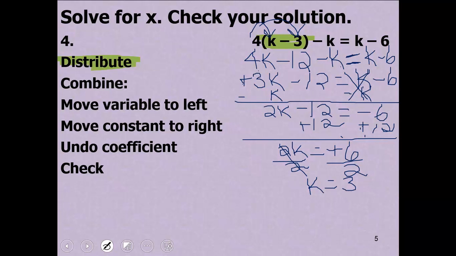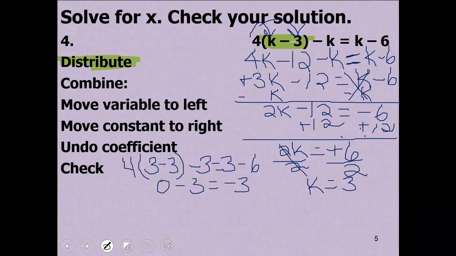Now I'm going to check it. All right? So here we go. Here's our check. 4 times, oh, there's a k. I'm going to plug in a 3 minus 3 minus, here's another k, 3 is equal to 3 minus 6. 3 minus 3 is 0. 4 times 0 is 0. 0 minus 3 is equal to negative 3. This is 3 minus 6. So this is like different signs, take their difference. I got more negatives. All right? 0 minus 3 is negative 3 equals negative 3. And it checks.